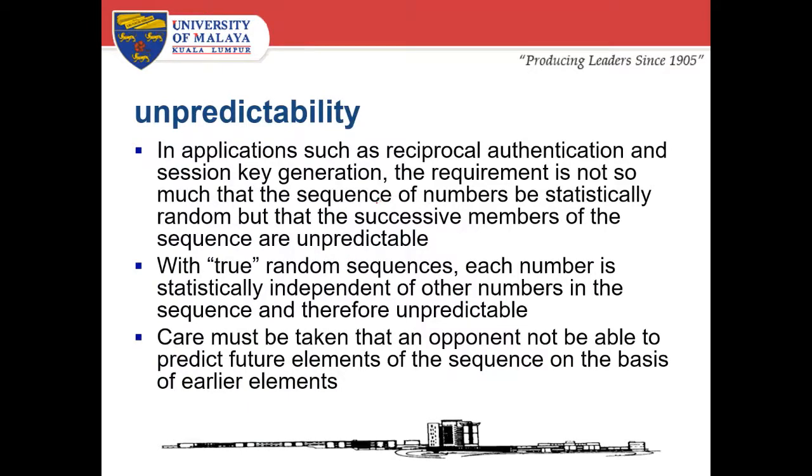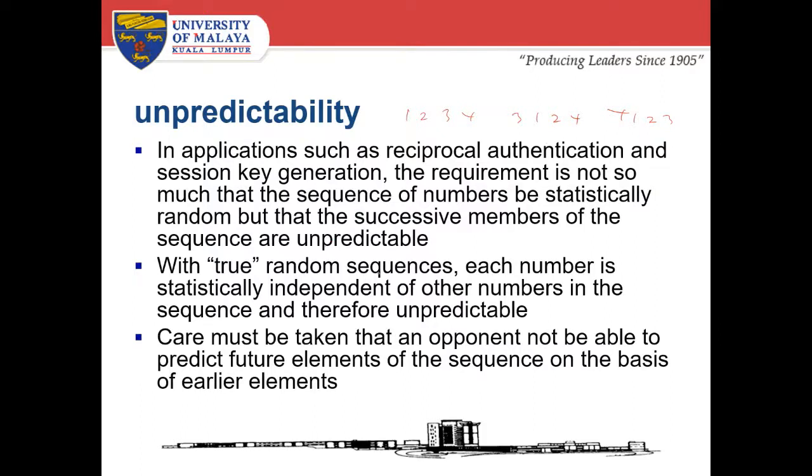So, on unpredictability: in practice, such as reciprocal authentication or session key generation, the requirement is not so much that the sequence of numbers be statistically random, but that the successive members of the sequence are unpredictable. It means it's not repeatable. Let's say you have 1 2 3 4, then you have 3 1 2 4, then 4 1 2 3, and so on. With more numbers or more bits, it is very difficult to create the randomness. Successive members of the sequence are unpredictable. Who knows that after 1 2 3 4 comes 3 1 2 4? You can never know.